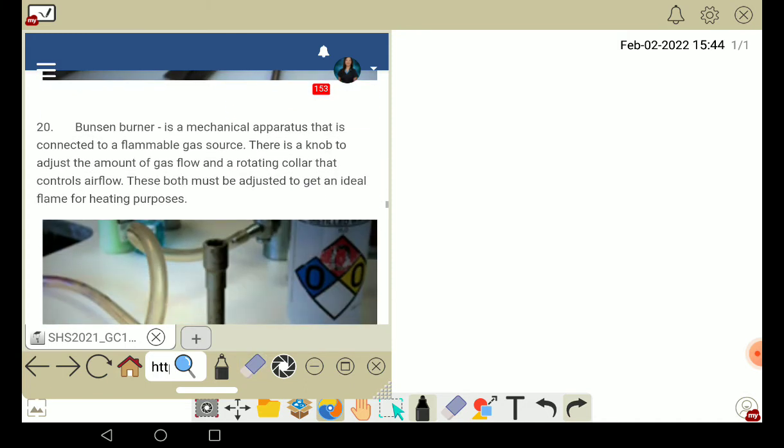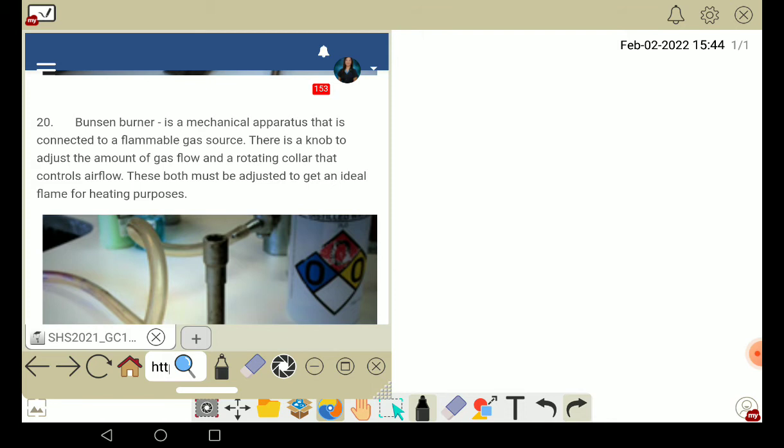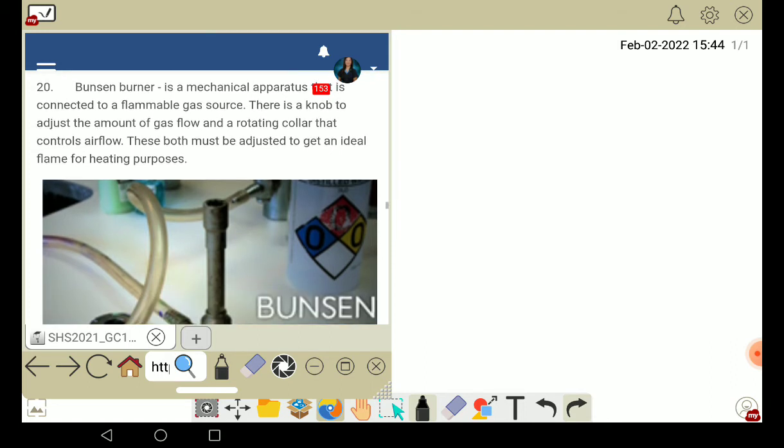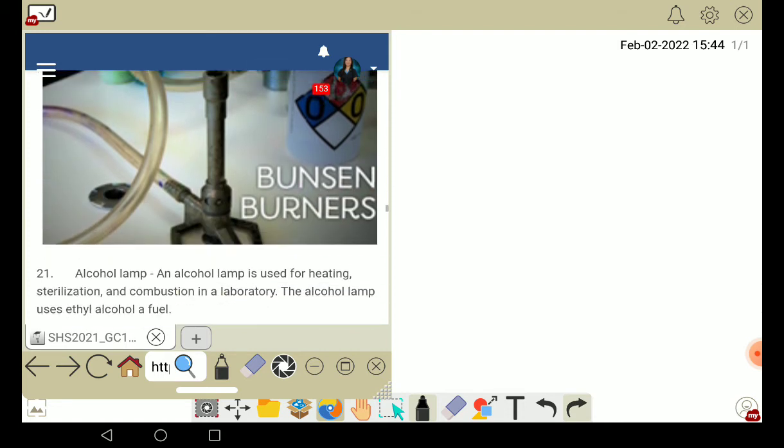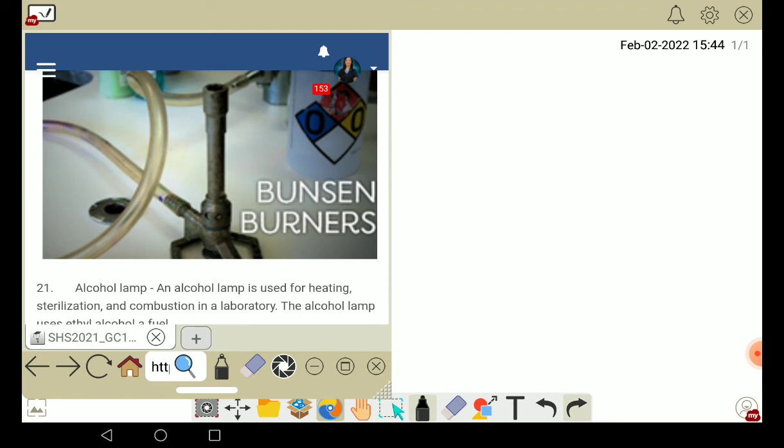Okay, next we have the Bunsen burner. We have already discussed it earlier. Sometimes it is used with an iron stand and iron ring. The Bunsen burner is a chemical apparatus that is connected to a flammable gas source. There is a knob to adjust the amount of gas flow and a rotating collar that controls airflow. Both must be adjusted to get an ideal flame for heating purposes. This is an example of our Bunsen burners, mainly used for heating.